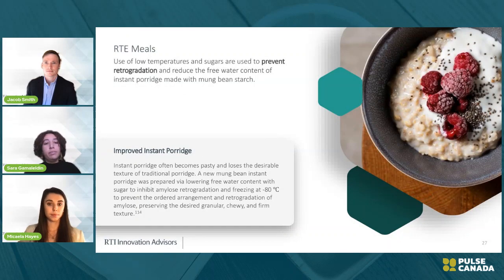Finally, we have ready-to-eat meals. So this is one of those examples where we want to highlight some of the pitfalls of pulse starches, and one of them is retrogradation. So within this example, we have an instant porridge that the patent utilizes sugar as well as low temperatures by freezing the product at -80 degrees Celsius to lower the chances of retrogradation within this product.